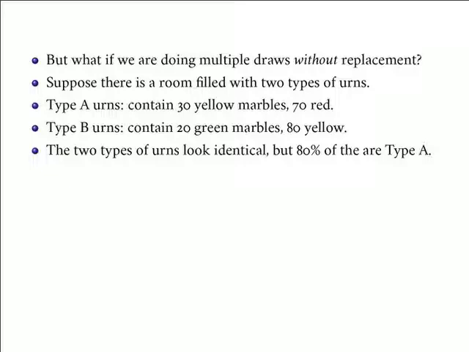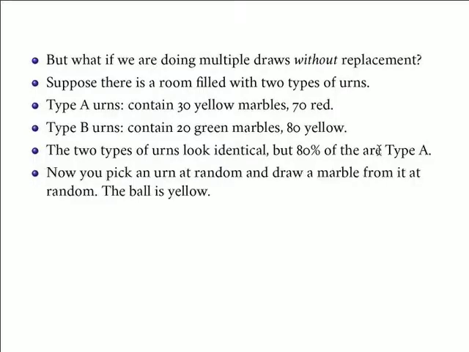But you know in this room that 80% of the urns in it, sorry, that's a typo. What I'm saying here is that in this room, 80% of the urns are type A, which means that the remaining 20% of the urns are type B. So again, you know the composition of the type A and type B urns, and there's a whole bunch of urns in front of you in this room, and you don't know which ones are which exactly, but you do know that 80% of the urns are type A and the rest are type B.